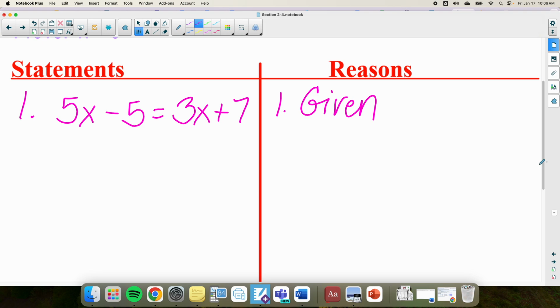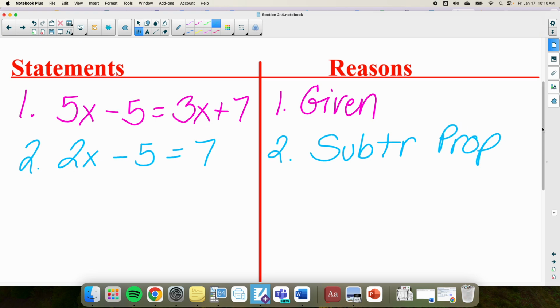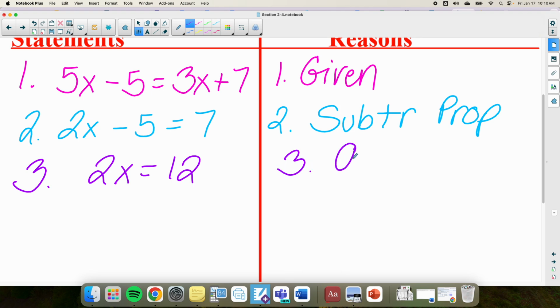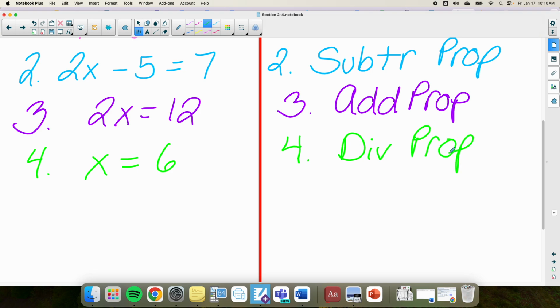Okay? So do you guys realize we'd subtract 3x from both sides? And when I subtract 3x, what would I get here? 5x minus 3x is 2x minus 5 equals 7. Okay? And I subtracted that 3x, so it's SUBTR prop. Don't forget the TR or the prop. Now, what would I do here? Add 5, and I'd get 2x equals 12, and that is addition prop. And then my last thing, what would I do? Divide, and I'd get x equals 6, and that's division prop. Everybody okay with that? Yep.